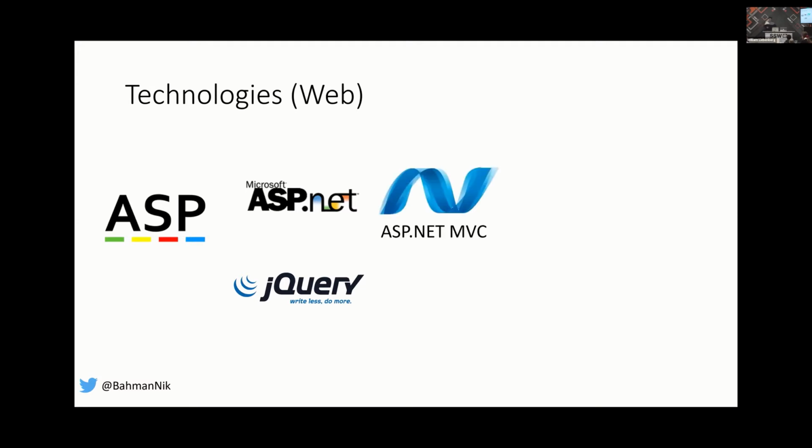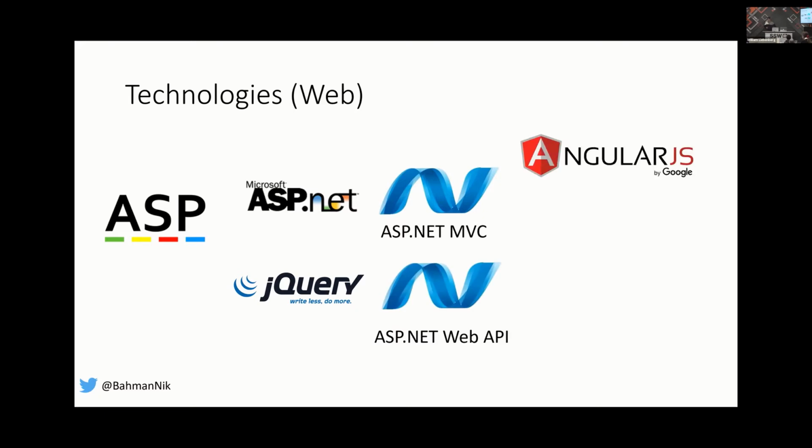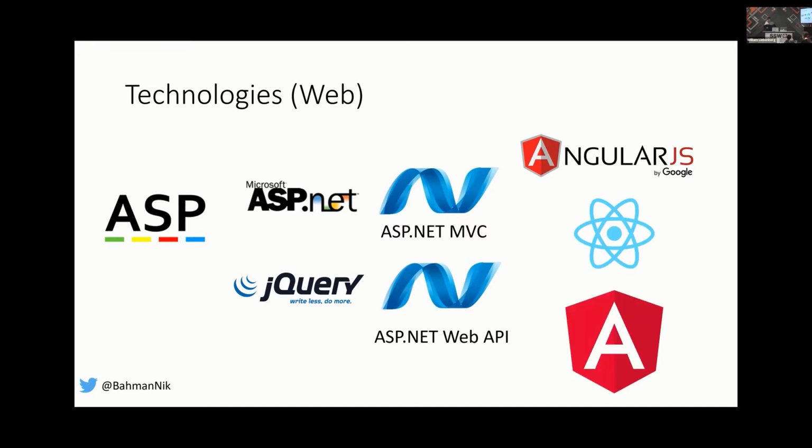Later on, ASP.NET MVC came along. Web API was another thing. AngularJS was probably a breakthrough in front-end technologies. Some developers were more comfortable with React, and eventually Angular became kind of a standard for development. At the moment, apart from ASP Classic, we have a bit of everything in our tech stack.